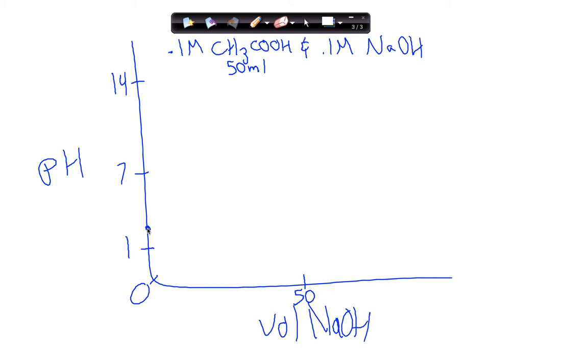is 50 milliliters still the equivalence point? Is 50 milliliters of sodium hydroxide still going to take us to the equivalence point? How do we know? The molarities are the same, and we've got 50 milliliters of acid. So our equivalence point is still at 50, but where will the pH be relative to 7? Higher. So let's just sort of place a point somewhere above 7.